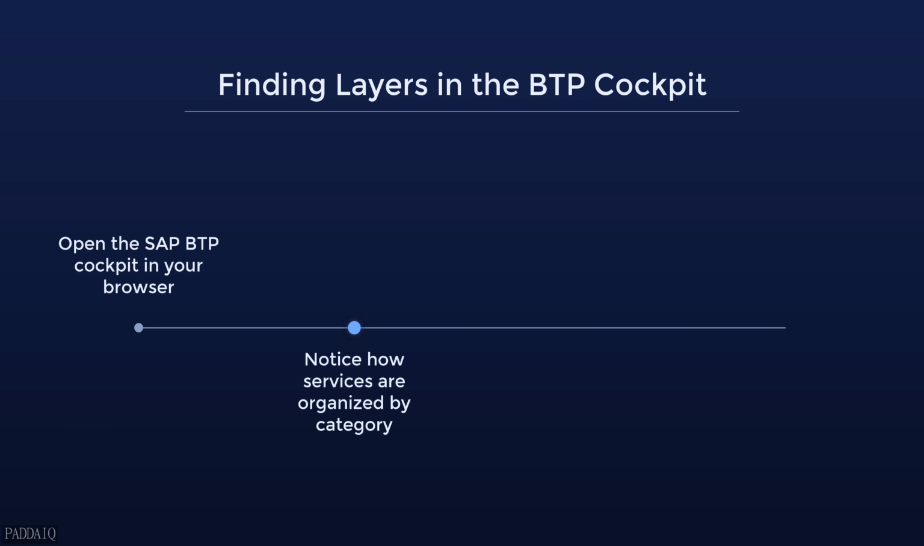Notice how services are organized by category. This means the cockpit groups similar services together, like putting all database services in one section to help you find what you need quickly. For instance, all analytics tools are under the analytics category, making them easy to locate. This logical grouping simplifies navigation and accelerates your development work.